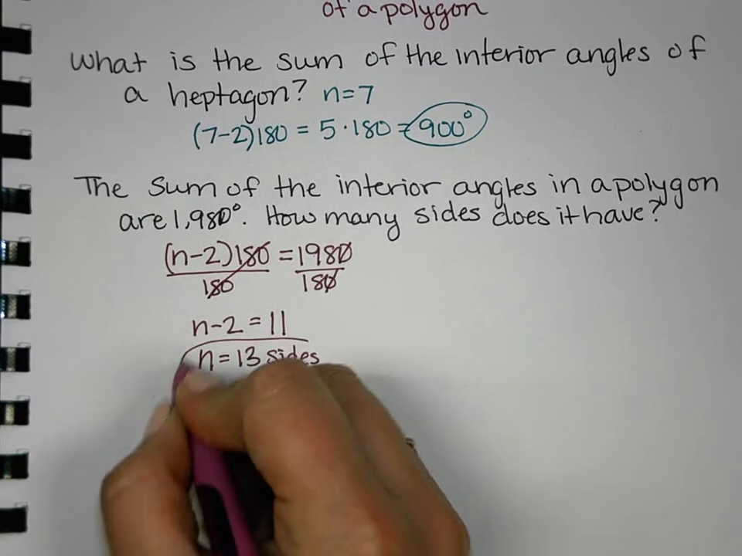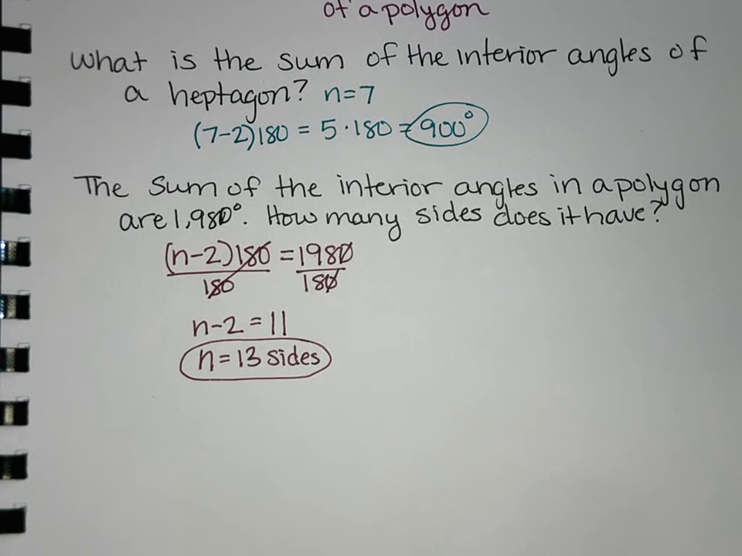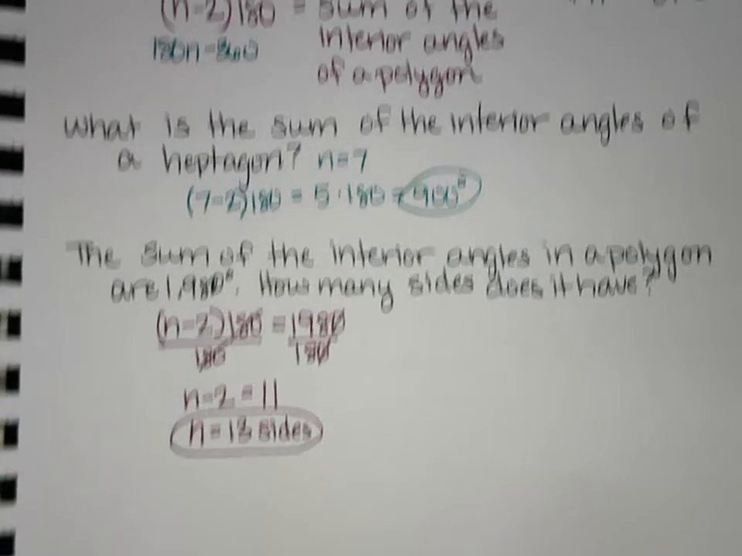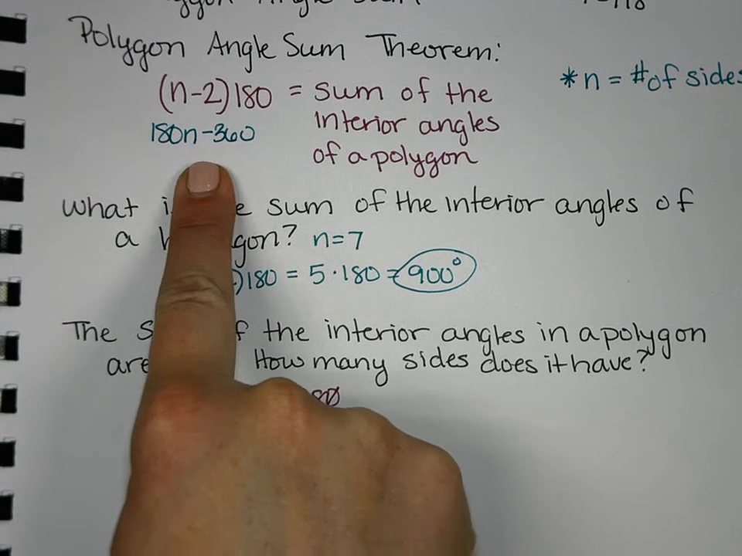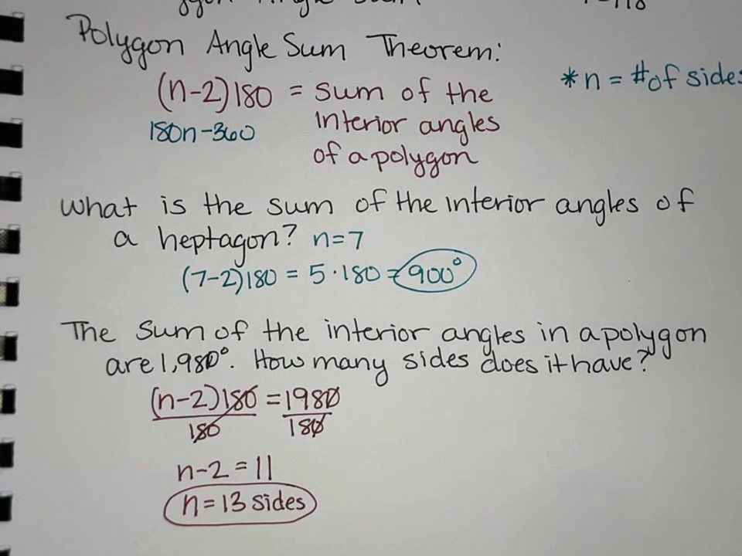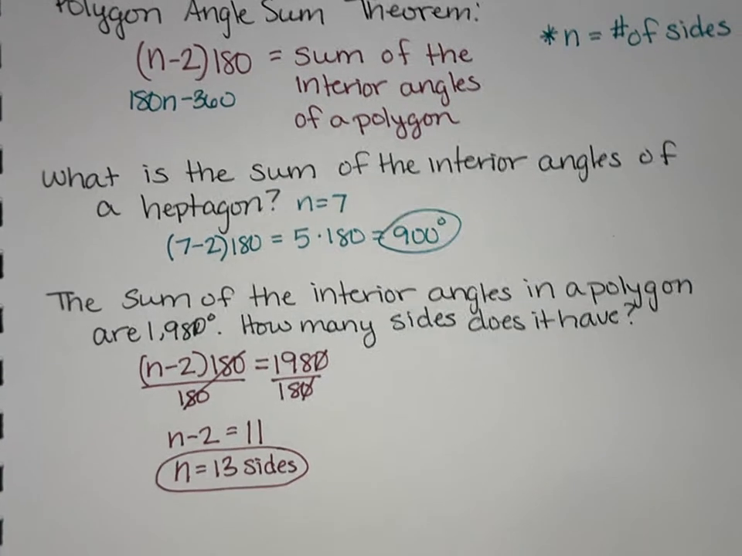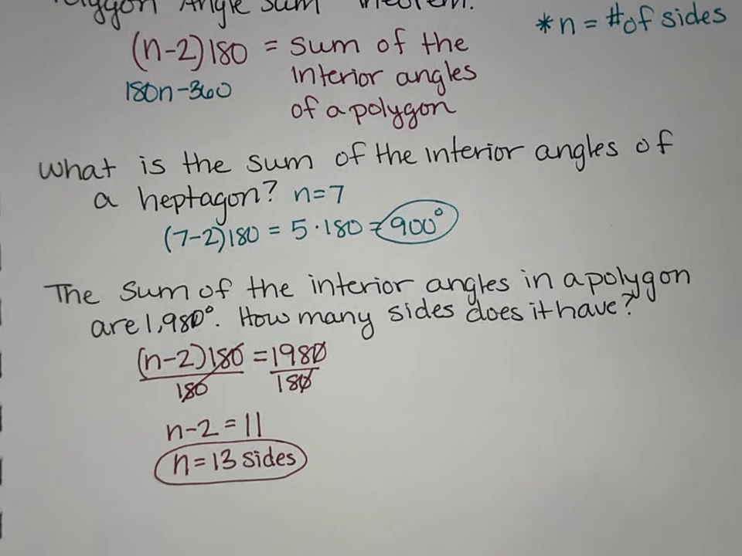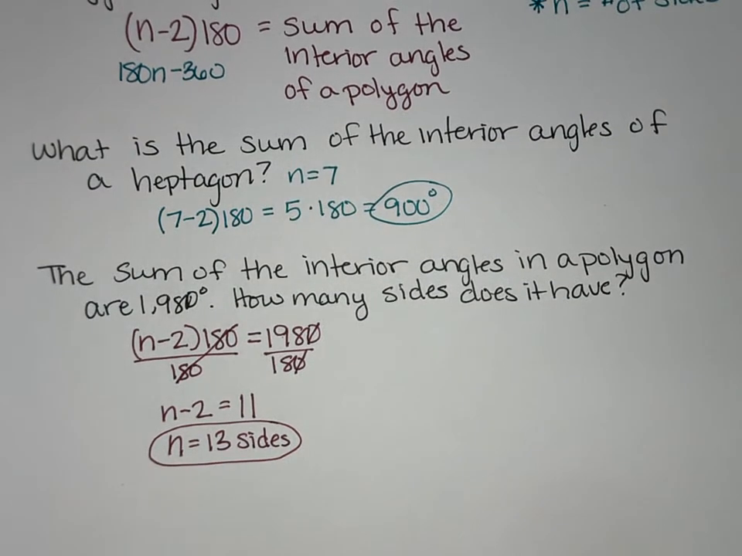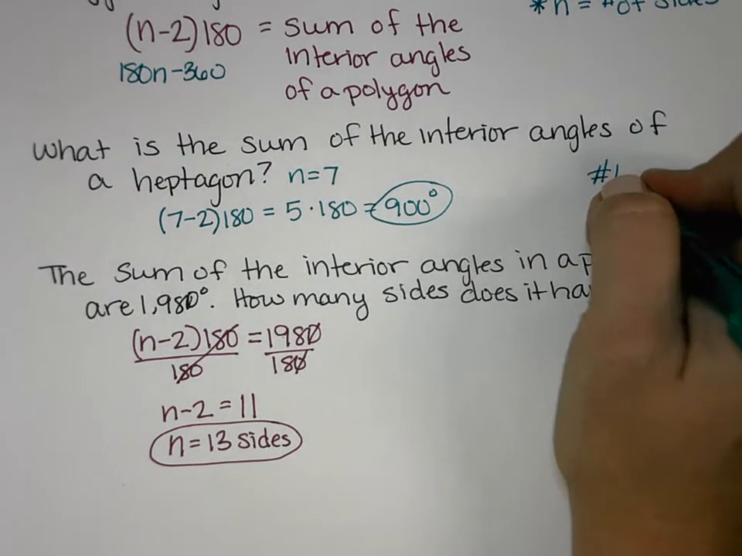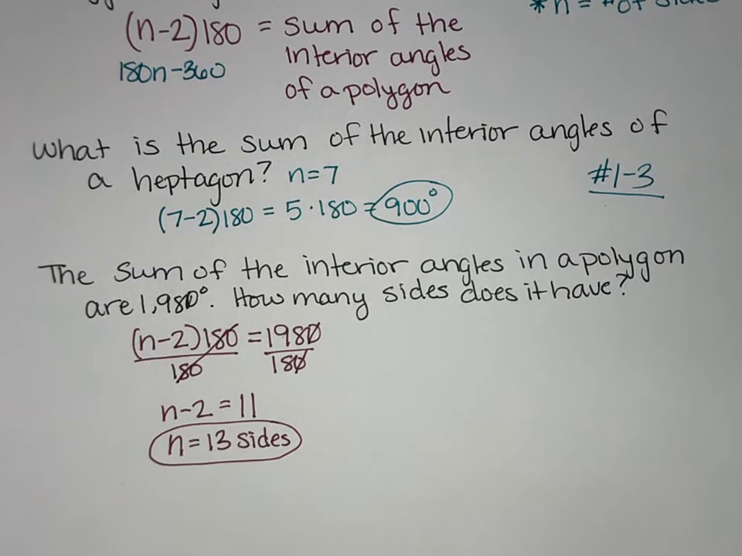Now, Reagan, you had your hand up. Were you going to start us off the same way? Yeah. Okay. If you don't see the dividing first, you could always distribute the 180 and turn it into this and then solve. That works as well. You get the same answer. You just might have some slightly bigger numbers to deal with, but it still works out the same way. Okay, these are the two ways that you're going to be using that first formula, the n minus 2 times 180. And if you want, you can even put a little note to yourself, number 1 to 3 on your homework is using this formula.